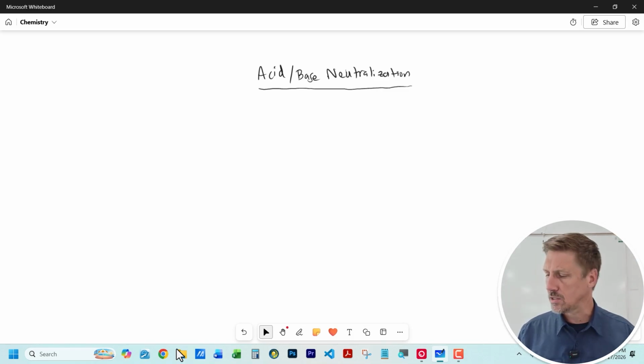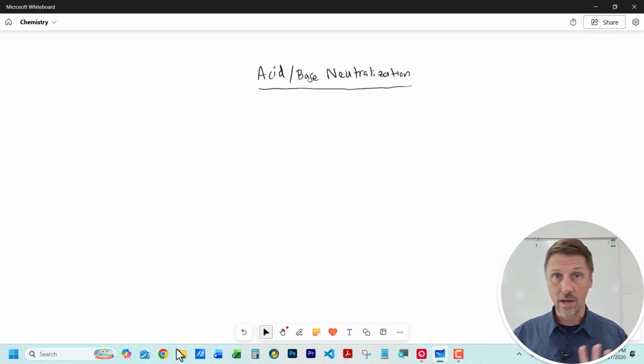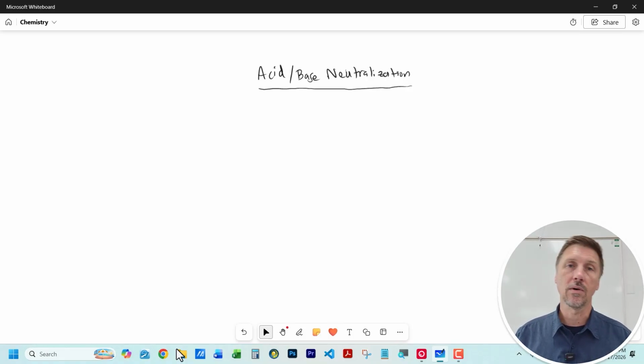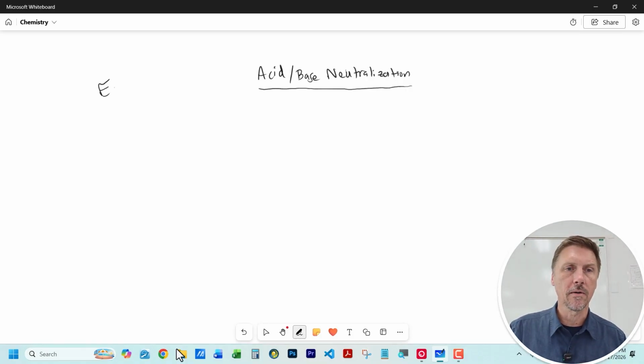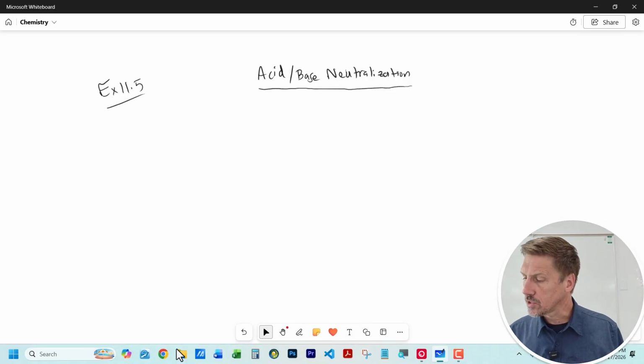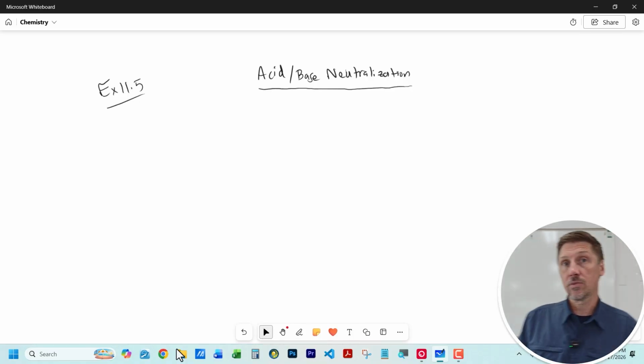All right, so just understand this isn't really anything new, other than the fact that we're dealing with acids and bases now, and so how that works is new, and we're going to understand how to build the chemical formula now that we know how acids and bases tend to react with one another. But I'm going to do example 11.5 just to kind of walk us through one of these problems. And this one is exactly the situation I just described.